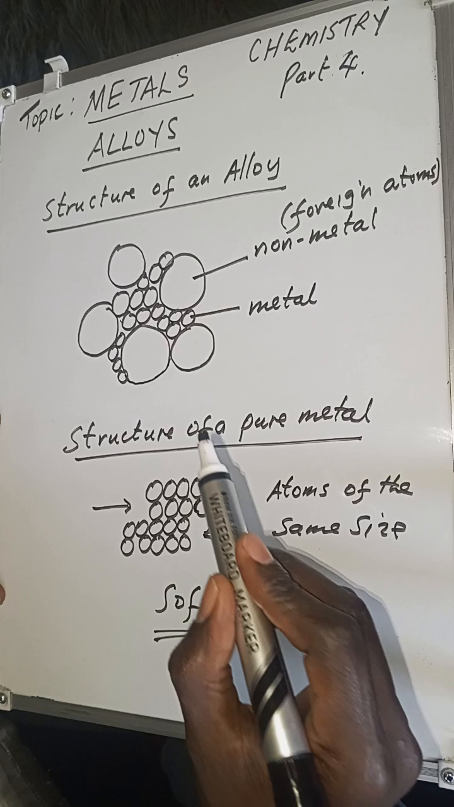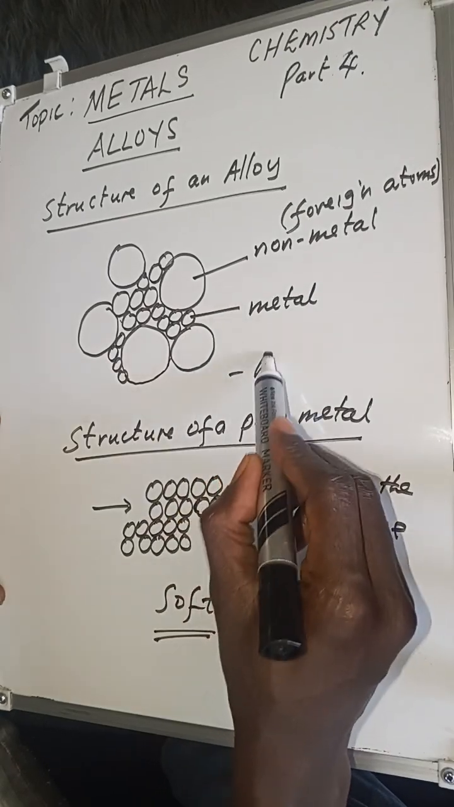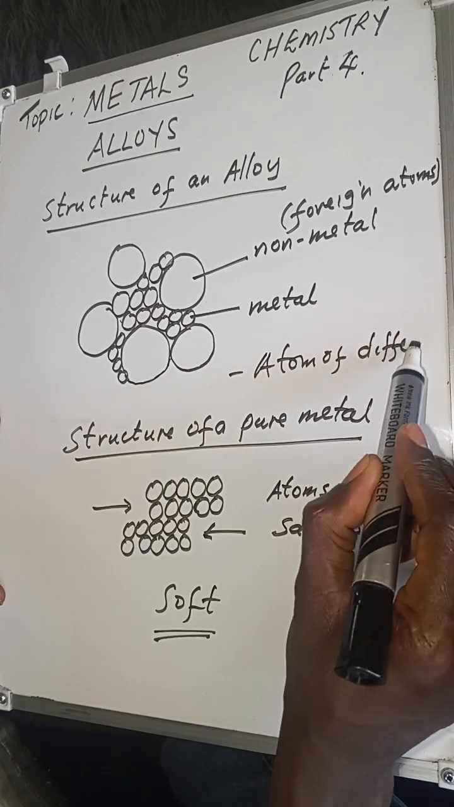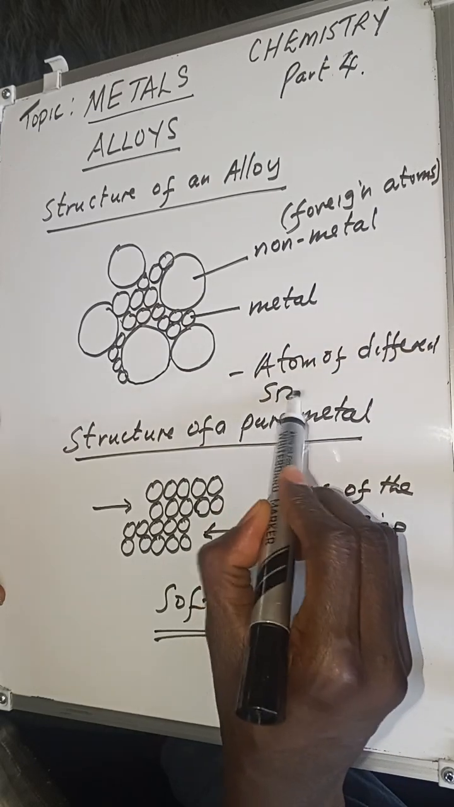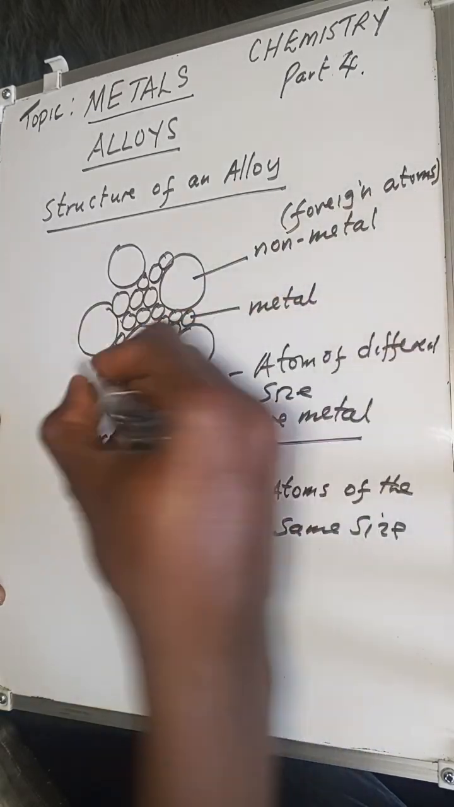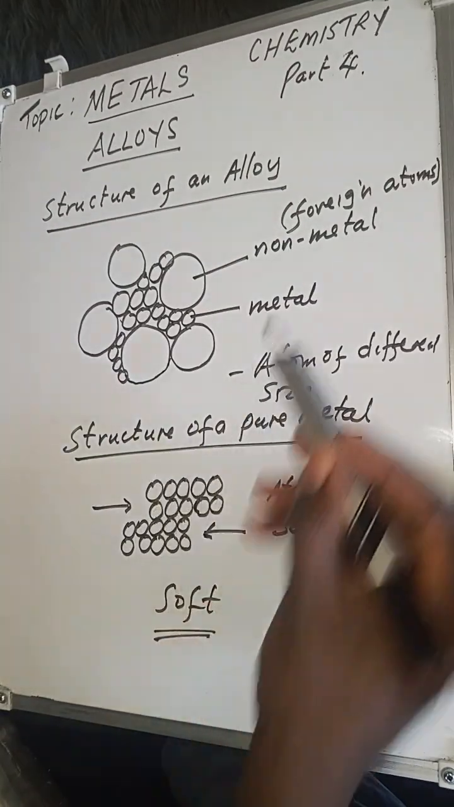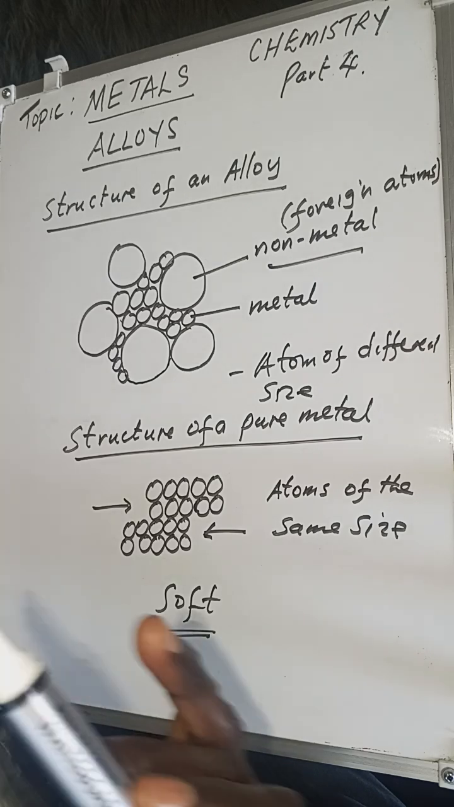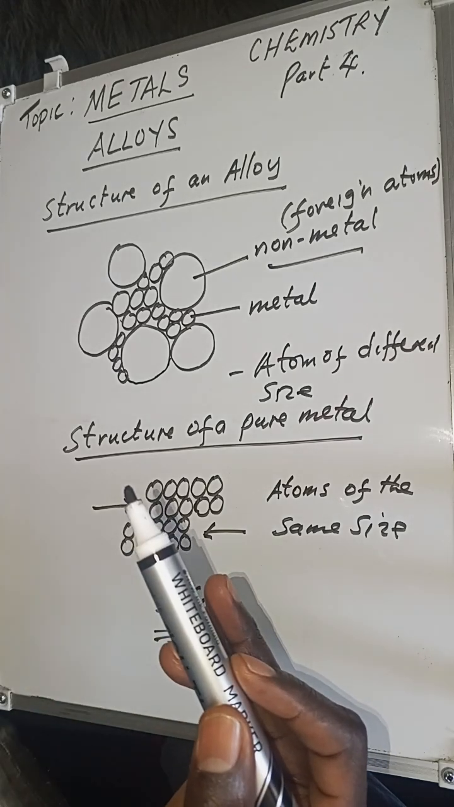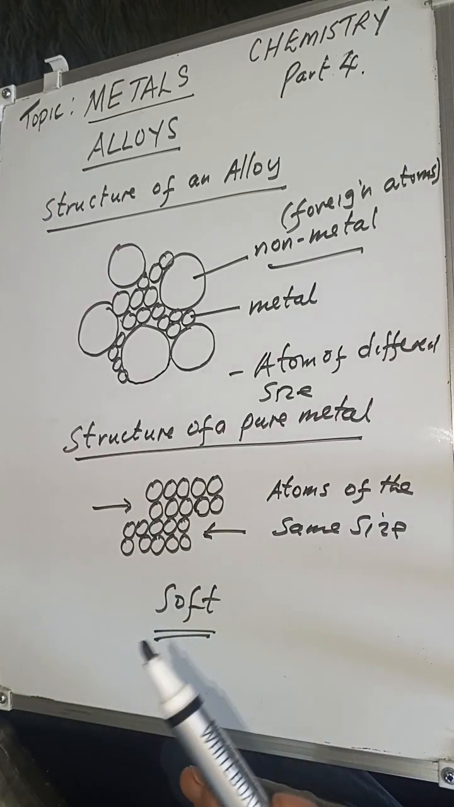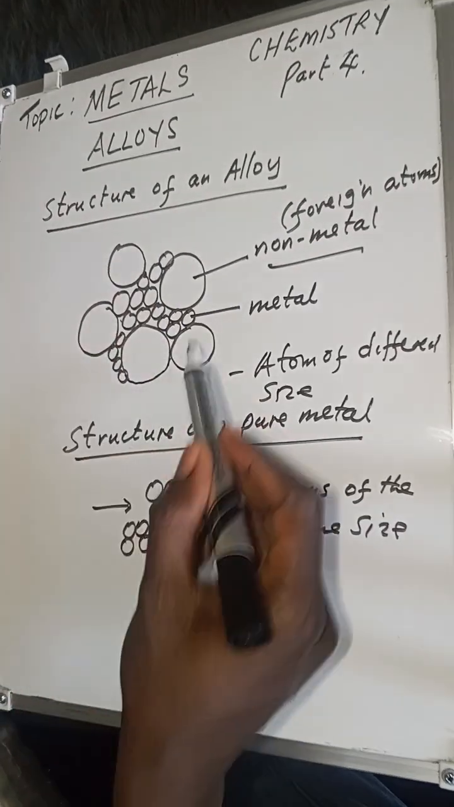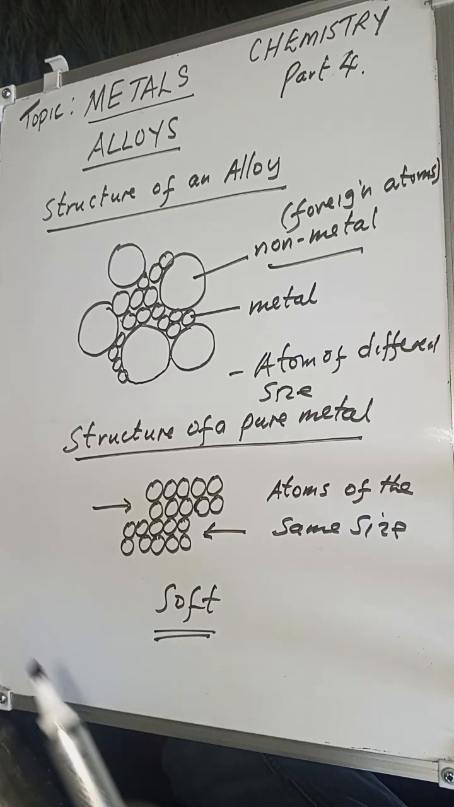But when you look at an alloy, you find atoms of different sizes. You are going to find that there are other foreign atoms that have come into the pure metal. You put in other foreign atoms. In this case, I'm calling them non-metals, or you can use another metal. So that creates what we are calling an alloy. No wonder alloys are much stronger as compared to pure metals.